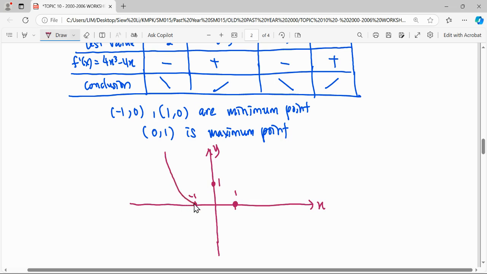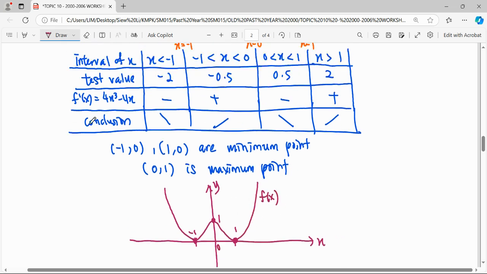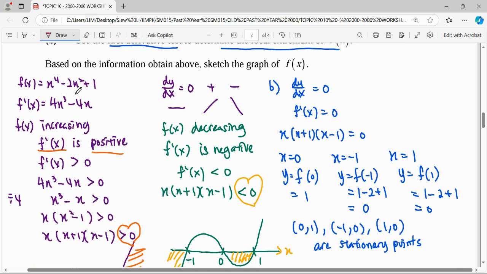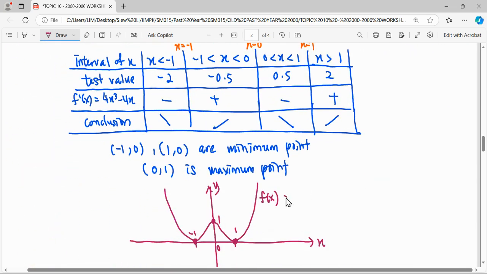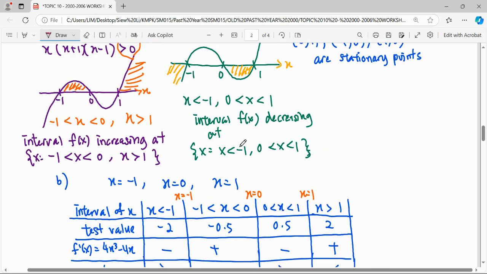So a curve, maximum, and this is the minimum going up again. Then you label your function. This is a polynomial of power 4: x to the power of 4 minus 2x squared plus 1. So you can compare here.